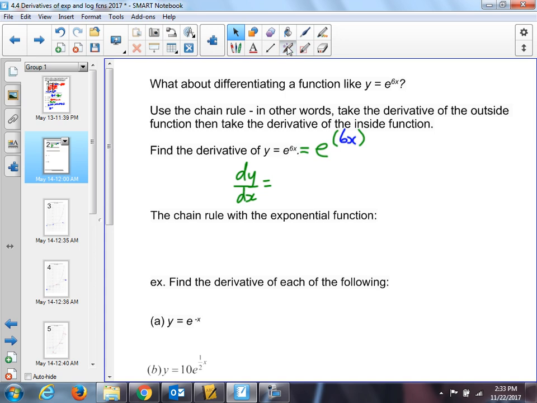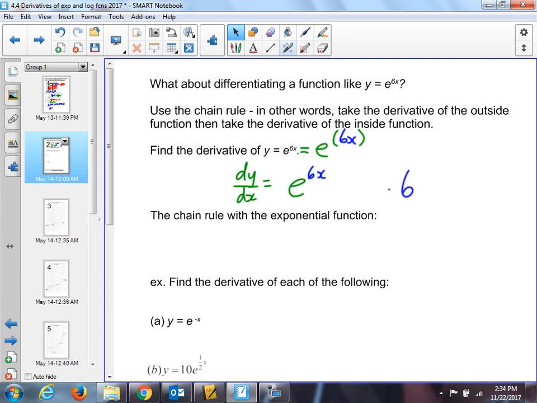So what's the derivative of the outer function? E to the. And in this case, don't touch the inside, right? So e to the 6x times the derivative of the inside, 6 in this case. Now, like I said, I'm going to put the 6 here for a second, but I'm not going to leave it there, right? I'll put it here.